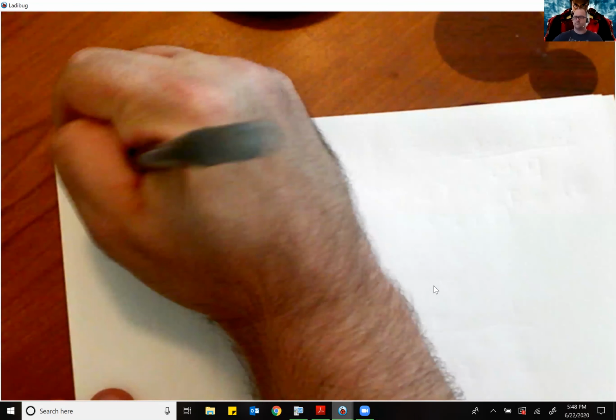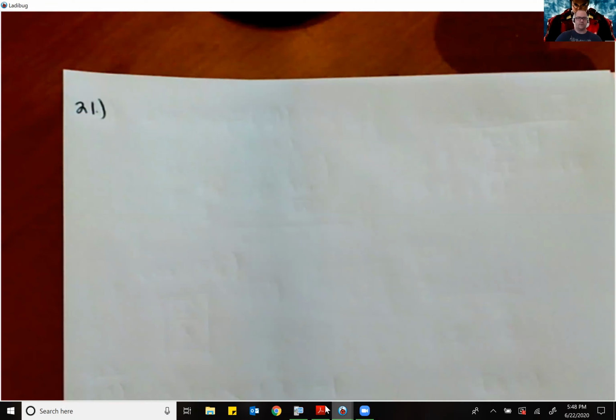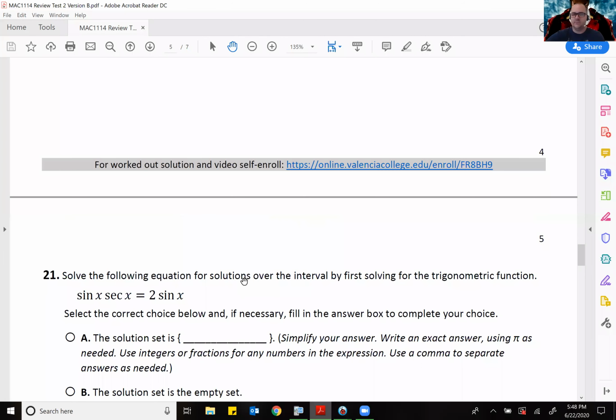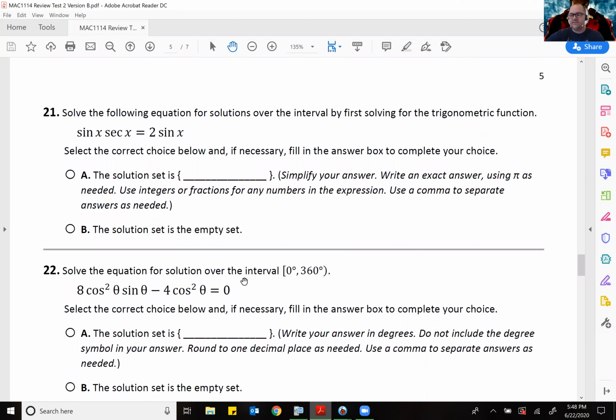All right, number 21. Still on that same section. Sine x secant x equals 2 sine x. In this one, it's not telling us what interval we're in, but it does say use pi down here as needed. So we're going to be in that same interval from 0 to 2 pi. So when you read that fine print down here, if you see the pi, that means you're in radians.